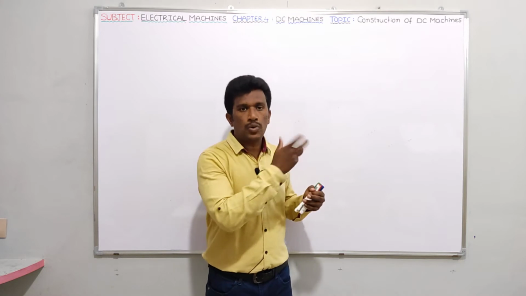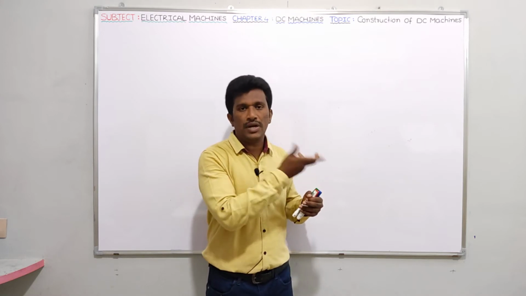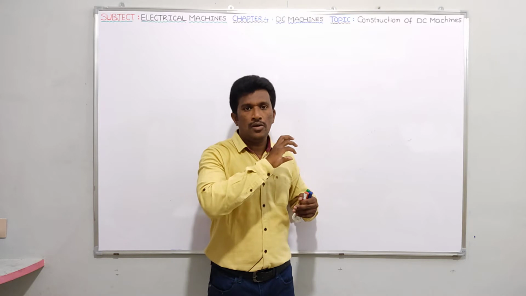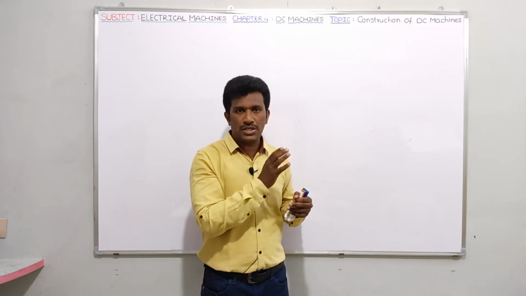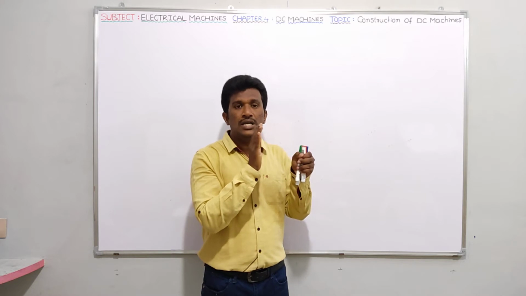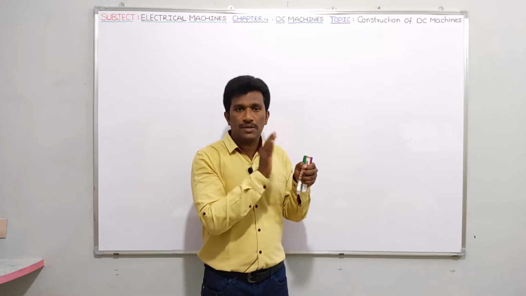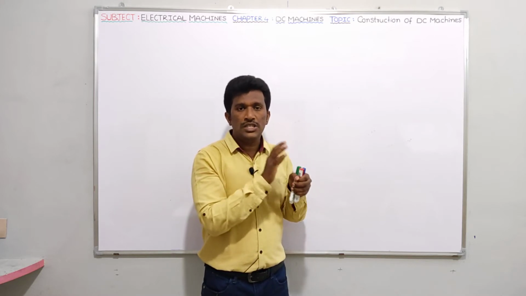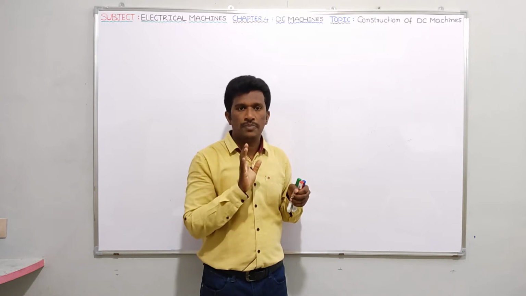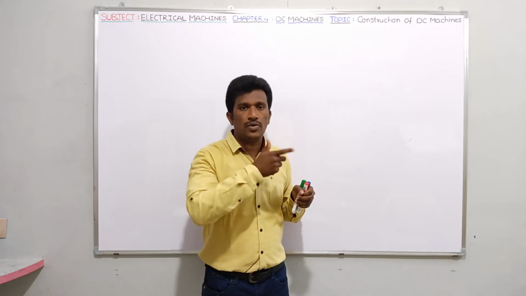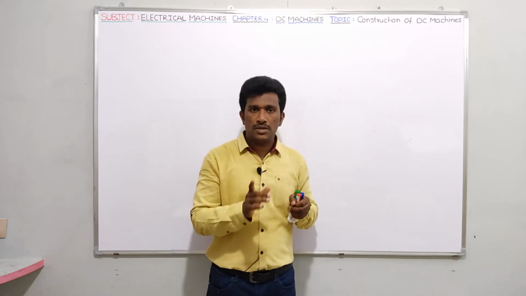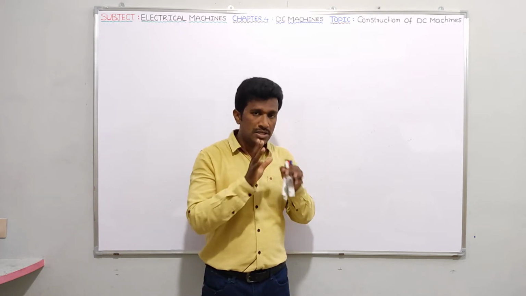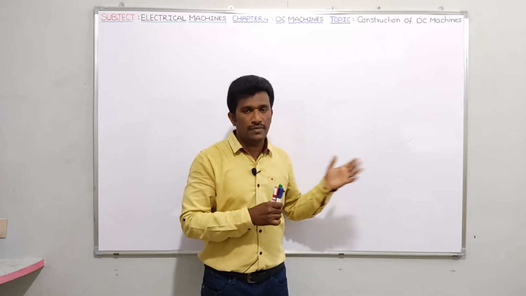Commutator is a rotating part. Whenever your rotor is rotating, commutator also will be rotating. Whereas brushes, which are simply placed on split rings or commutator segments, are fixed; they won't rotate, whereas commutator will be rotating. Just try to remember, guys: number of commutator segments equals number of coils. This was the relation I told in the previous video.